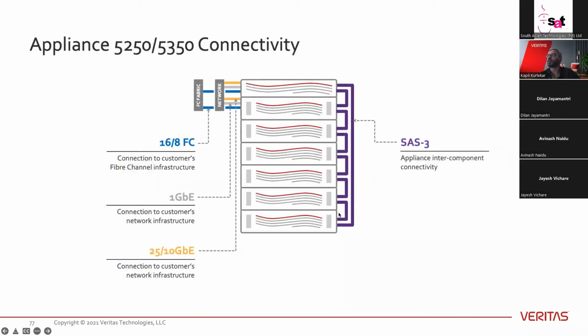This is just to show the appliance connectivity that we have. So we have fiber channel connectivity. We have one gigabit Ethernet connectivity. We also have 25 and 10 GB Ethernet connectivity on all of these appliances. Along with that, we have the SAS3 connectivity to connect your different SAS modules or SAS devices.